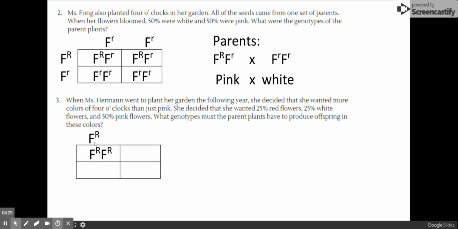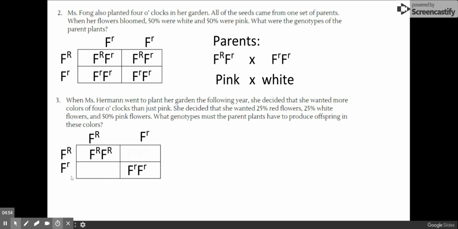And we know that is only going to happen if one of the parents passes on a big R and the other parent also passes on a big R. Now we can see that we need white flowers. So we're going to have little r's. One of the parents has to pass on the little r. The other parent also has to pass on the little r.